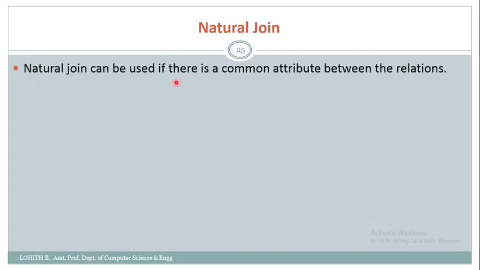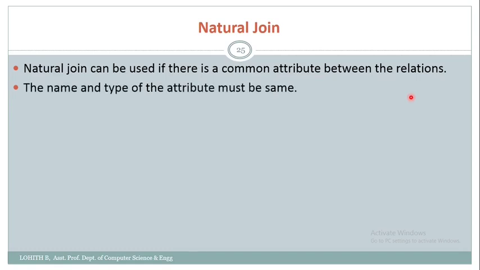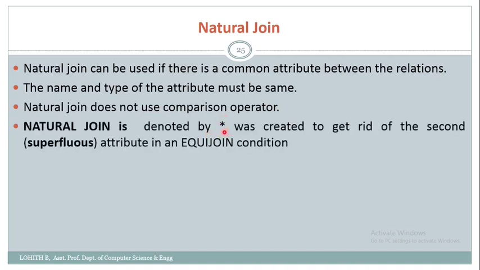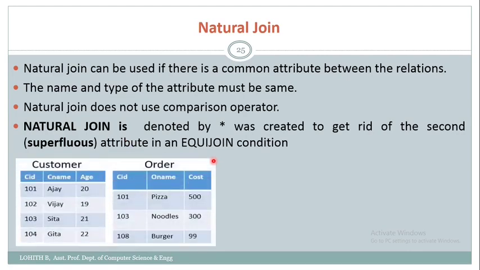The natural join can be used if there is a common attribute between the relations. Yes, if I want to join two relations, one of the attributes should be common. When I say common, even the name and the type of the attribute must be the same in both the relations. Natural join does not use any comparison operator. The notation used for the natural join is the asterisk. Natural join was created to get rid of the second superfluous attribute in an equi join condition.